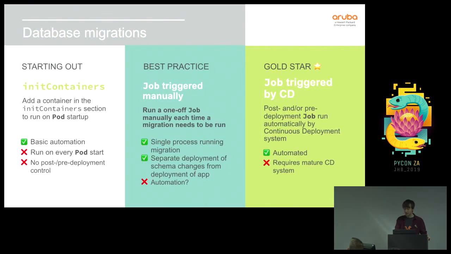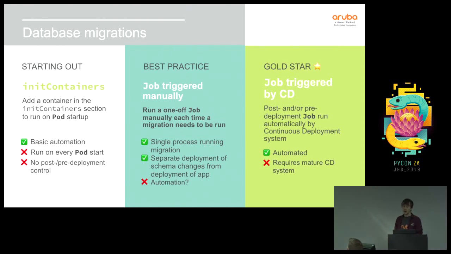And then database migrations. Right, so when you're starting out, you might use this thing called an init container, which is basically a container that will run before the normal containers in your deployment do and just does a once-off operation. This is kind of cool because you have some basic automation, you run your migrations, very simple, but it runs on every pod start. And in some cases, you also might want to run your migrations actually after deploying your new code rather than before.